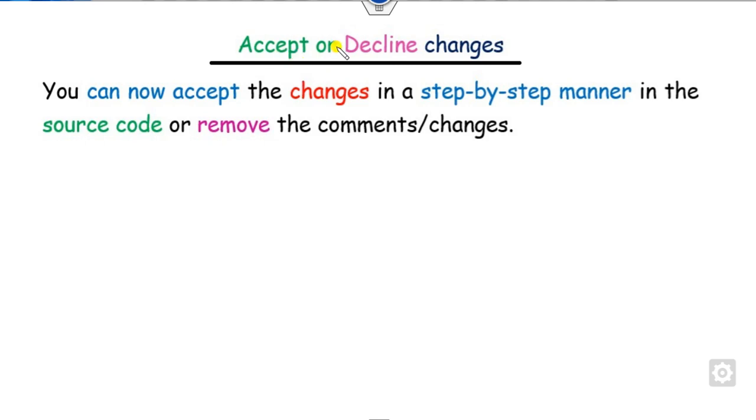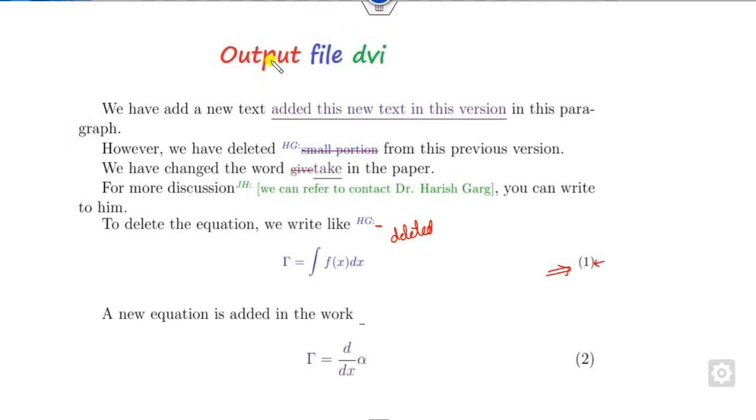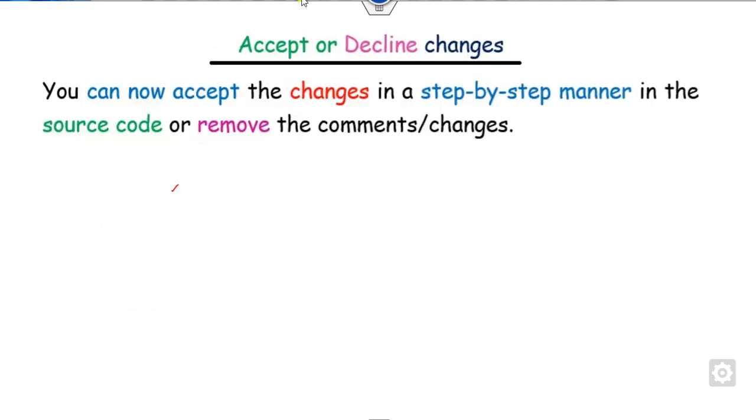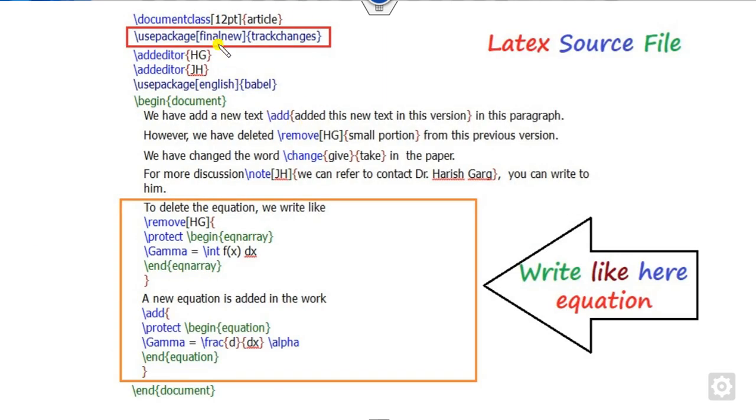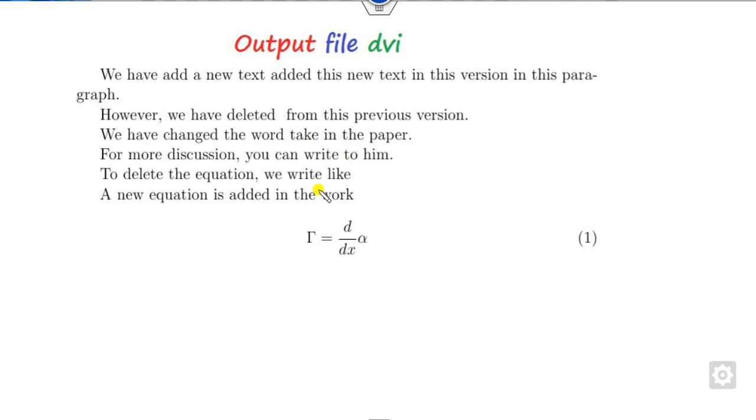Now how you can accept or decline the changes. For example, if you have added some changes, whether you want to accept them or not, you have to use this command: final old if you want to hide all the changes, and final new if you want to accept all the changes. If you write here, instead of the option here, final new, and run, you can see the complete text.